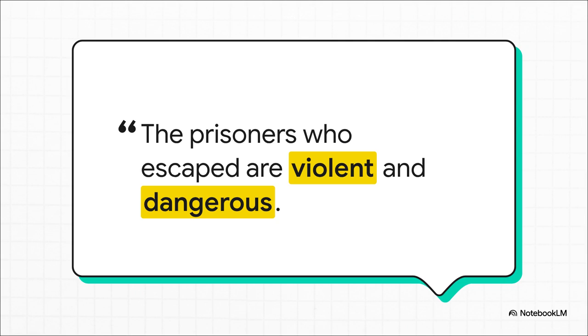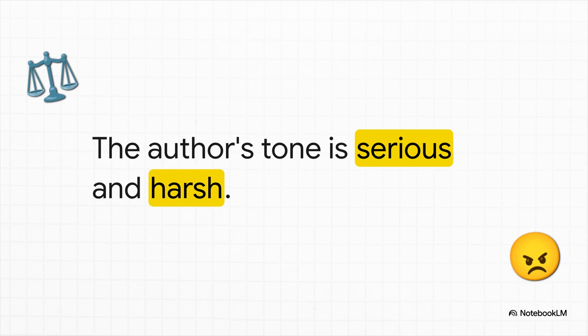Let's make this real with an example. Check out this sentence. The author isn't just reporting a fact here. They are picking very specific, very loaded words to show you exactly how they feel. You see that? The words violent and dangerous? I mean, there's no room for guessing. It tells us the author's attitude is dead serious and the tone is pretty harsh. They're telling us exactly how to think about these prisoners. And that, right there, is tone in action.